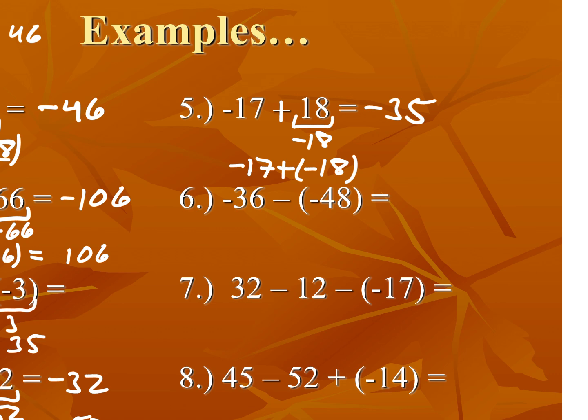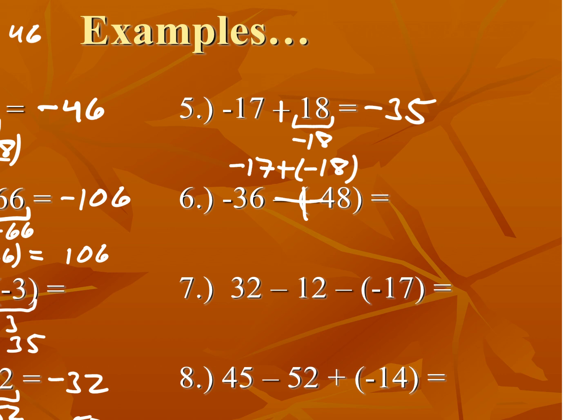Same thing with the number 6. You follow the same steps as before. Change the subtraction to an addition. Change negative 48 to be positive. Or in this one, you can notice that there's a minus negative. Minus negative, you can make a big plus. So then you end up with negative 36 plus 48.